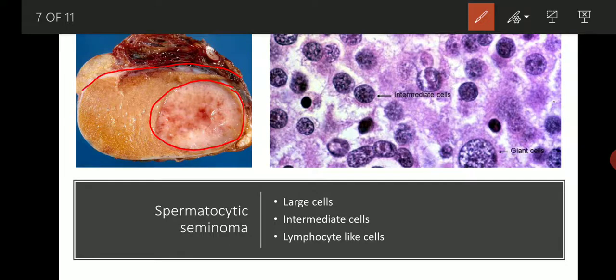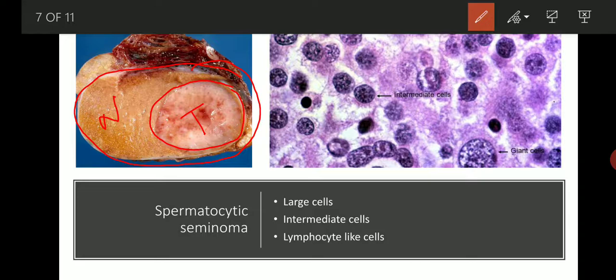This is the cut surface of the testis. This is the normal testis and this is the tumor. Cut surface of this tumor shows you that it is very well circumscribed and typically it has a very soft and gelatinous appearance, unlike seminoma, which is firm in consistency.